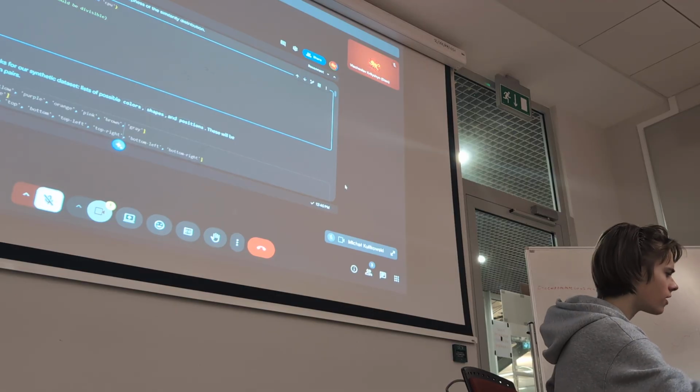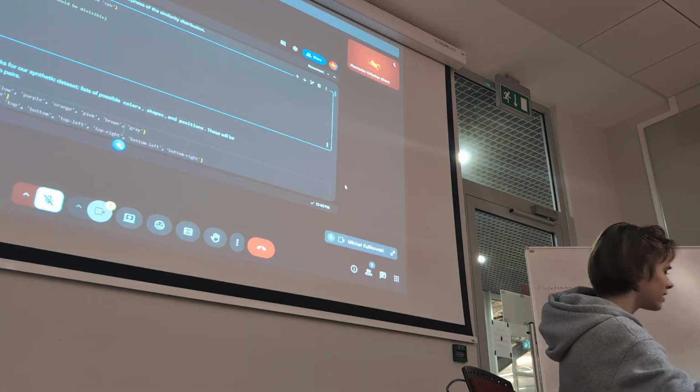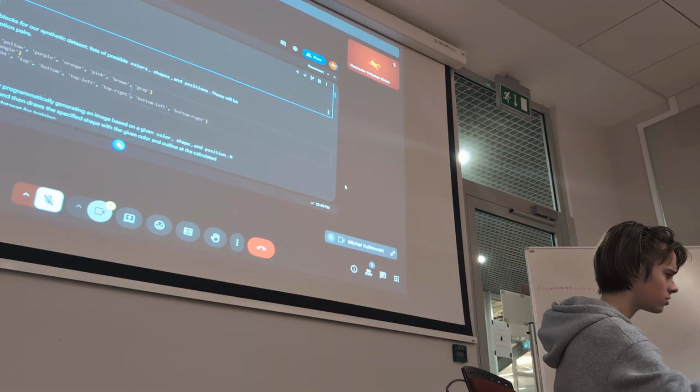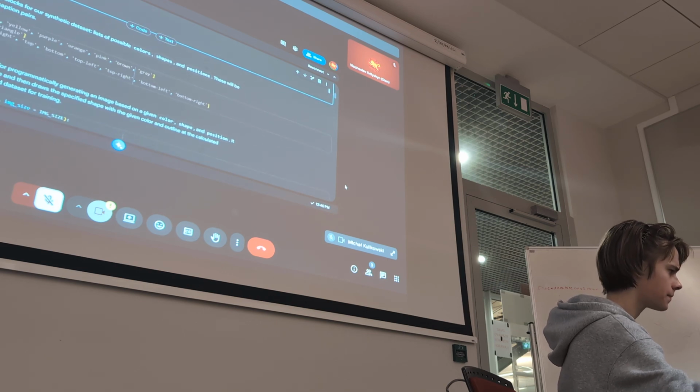So the temperature of our softmax function, the T value here in our function. We're going to try to change those things, and yep.